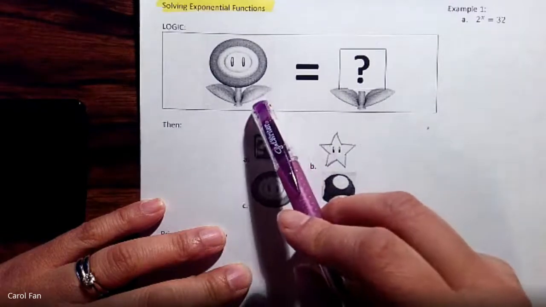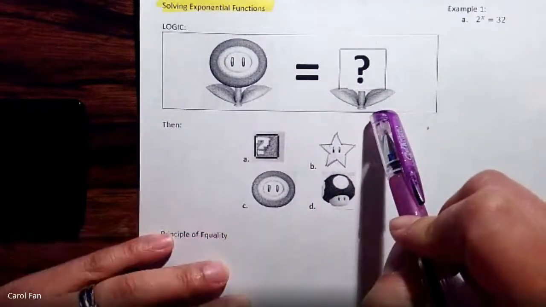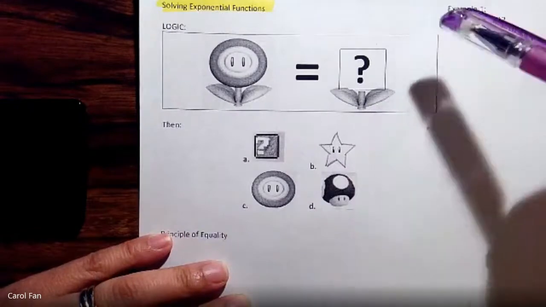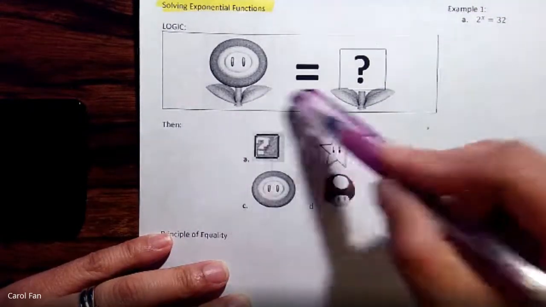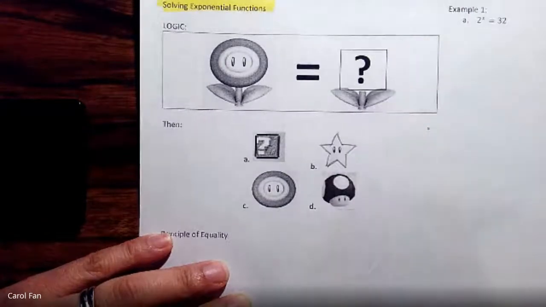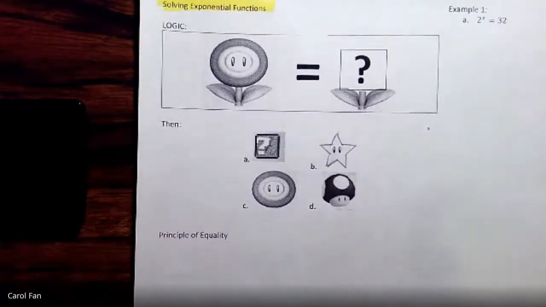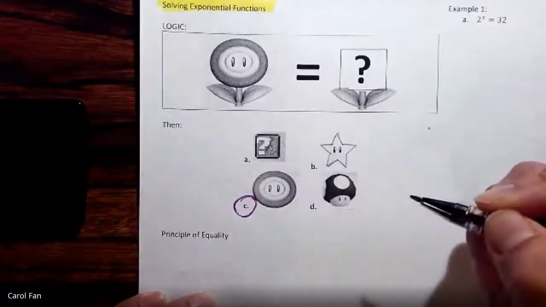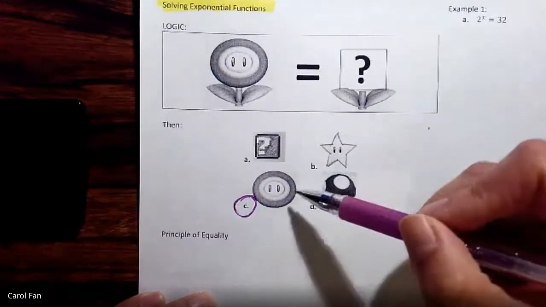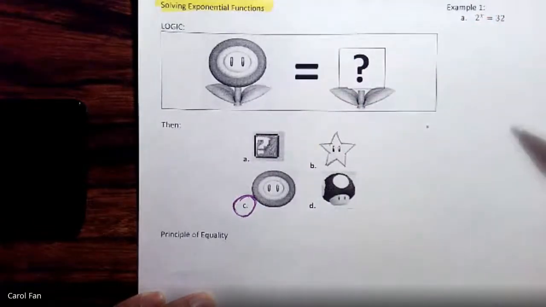Now, if I had this flower and I knew it was equal to another flower, but the top was missing, which one would you say out of this group belongs up here? Now, obviously, you're going to say, well, Miss, that's so easy. It's C, of course, because this is the flower that looks like this.